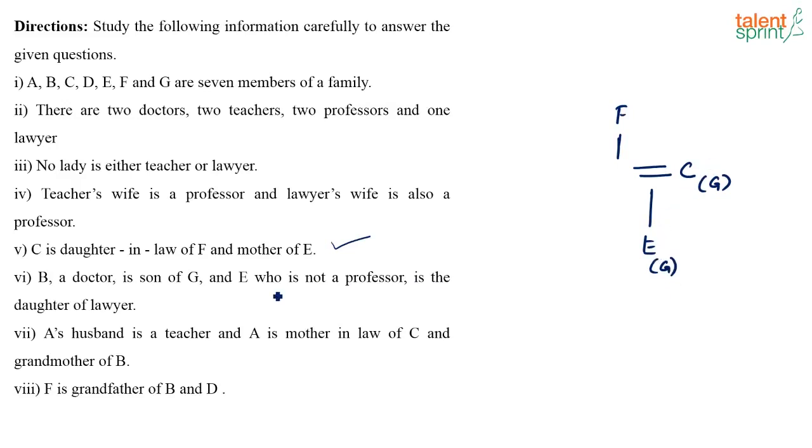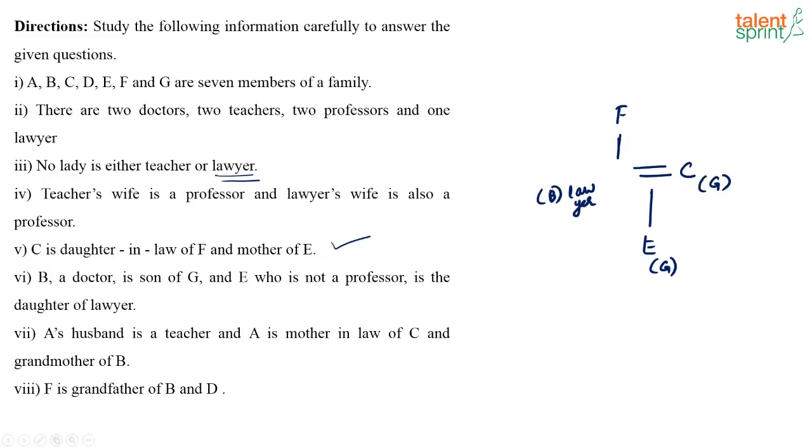See, what else have they given? E is the daughter of a lawyer. We also know that there is no lady who is a lawyer. So who has to be the lawyer? This person has to be the lawyer. Then only E is the daughter of the lawyer, right? So the male person here, or the father of E, is a lawyer and the mother of E is C.